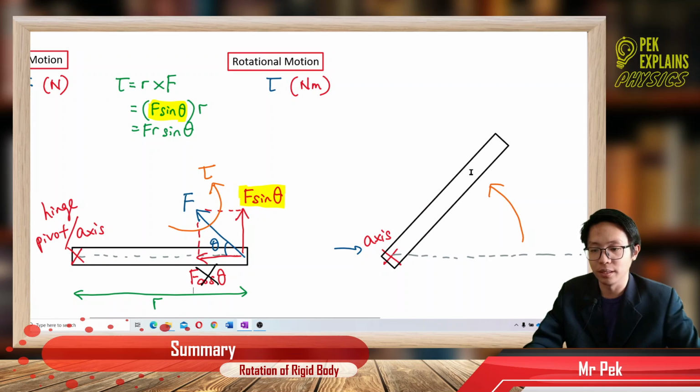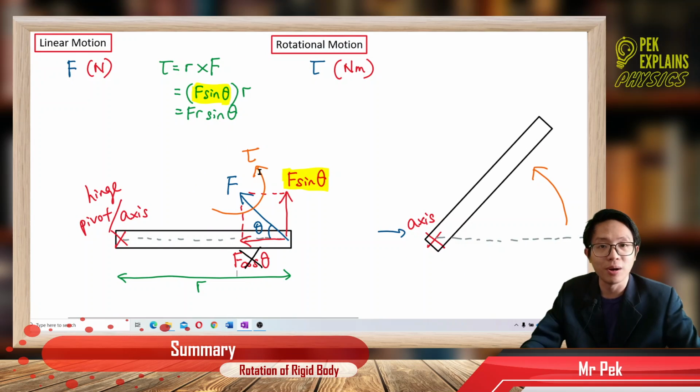You see, it rotates this way. This axis of rotation never moves. All the other parts move upward, except this axis of rotation. Okay, that's how we calculate torque.